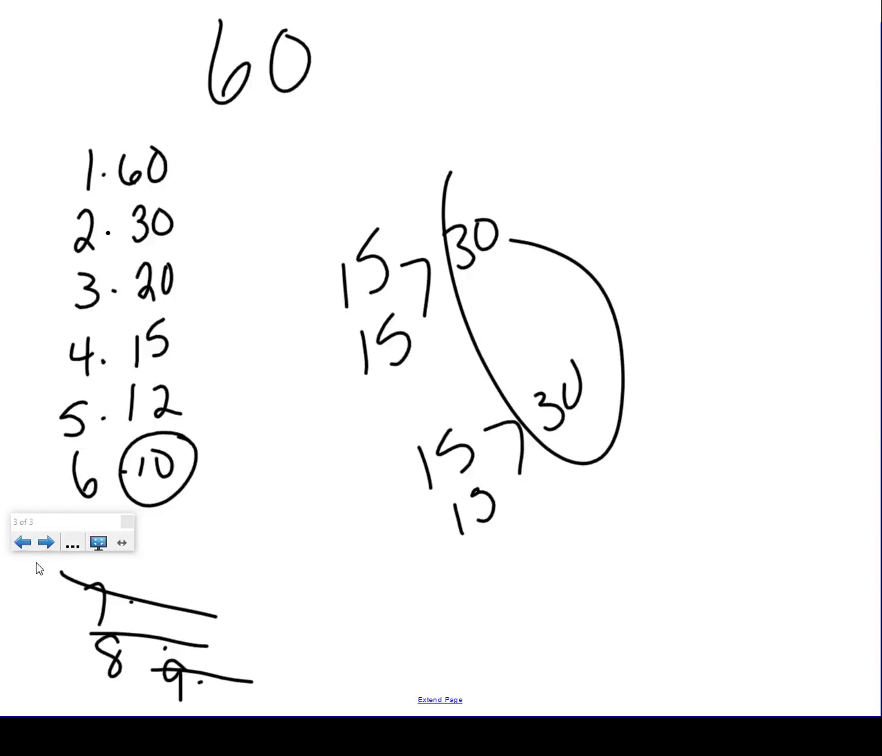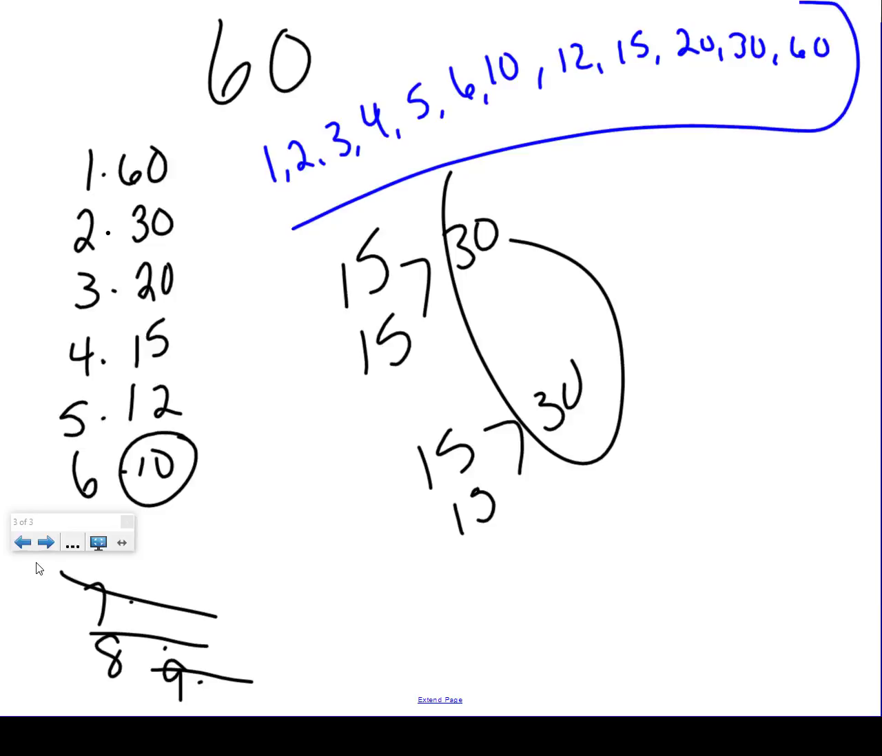So our answer is going to be 1, 2, 3, 4, 5, 6, 10, 12, 15, 20, 30, and 60. Not the best handwriting, but you're understanding that we list them in order from smallest to greatest and separate them by commas. What are we doing? We found the factors of 60.